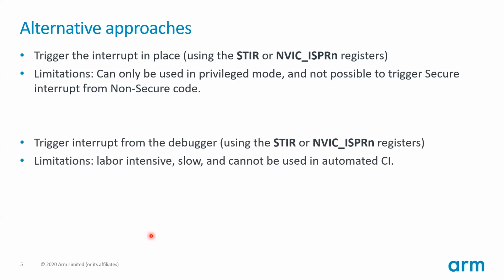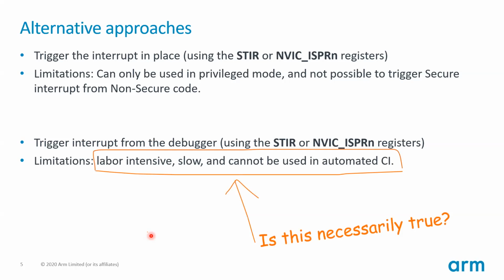In theory, there is another possibility: we can use the debugger to write these registers. Obviously, doing this manually is very slow and very labor intensive, and a very big problem is that it cannot be automated by CI. The idea that we had when we started developing this tool was to question whether this is really true. Is it really labor intensive to use a debugger to trigger these interrupts?